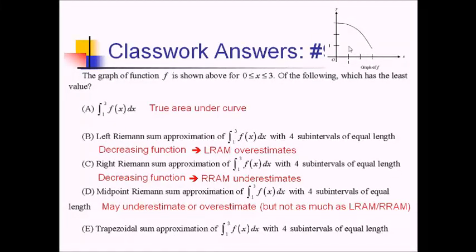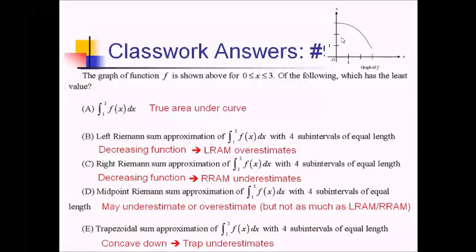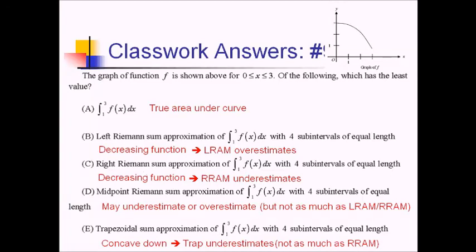All right, next one, trapezoidal sum. Now, since this is a concave down function, trapezoidal sum will underestimate it. However, a trapezoid is going to fit this curve better with the same number of subintervals than rectangles do. So this is going to be less of an underestimate than RRAM. So RRAM then, choice C, is our best answer.